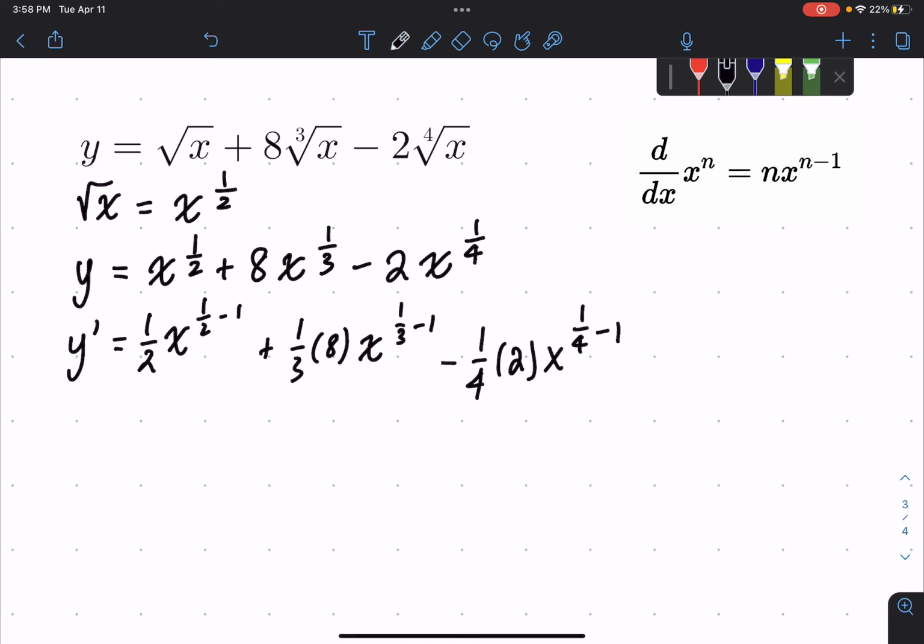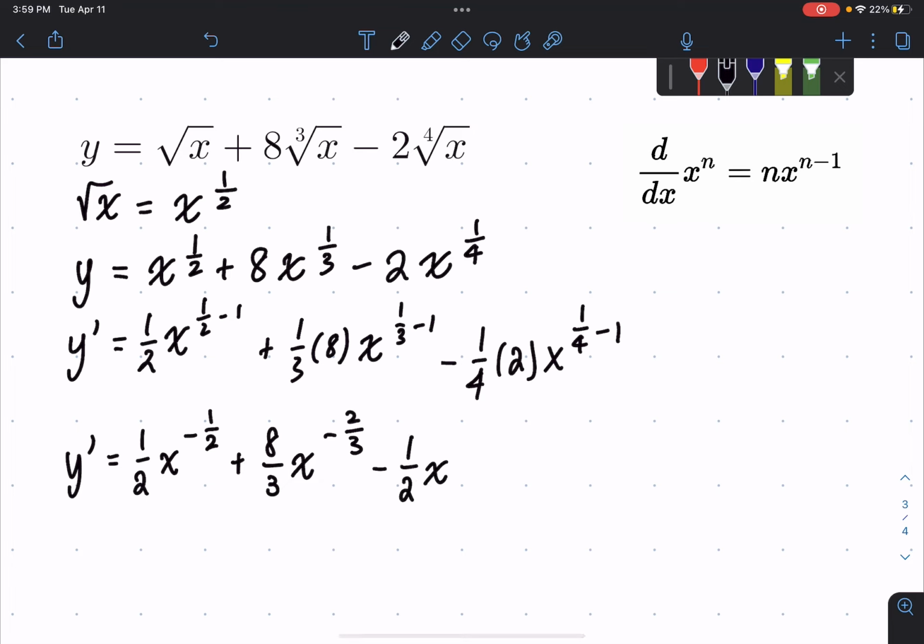Okay, cool. Now what do we do? We simplify. The derivative of y is equal to half x to the power of negative half, plus 8 over 3x, sorry, 8 over 3 times x to the power of negative 2/3, minus, this is 1 over 2 times x to the power of negative 3/4. Cool. And just because it's getting a little bit messy, this is our final answer.